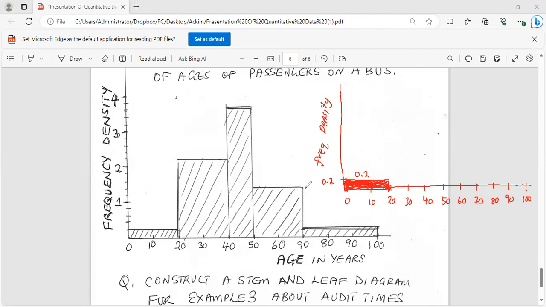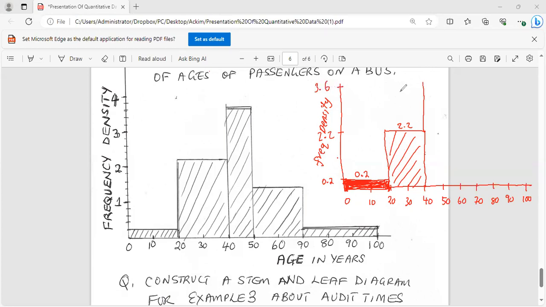Then after that, the next class width was from 20 to 40. Then what was the height? I think the height, if I'm not mistaken, was 2.2. Yes. So it was 2.2, and you draw it there. Then the next one was 1.4, and the next was 3.6.